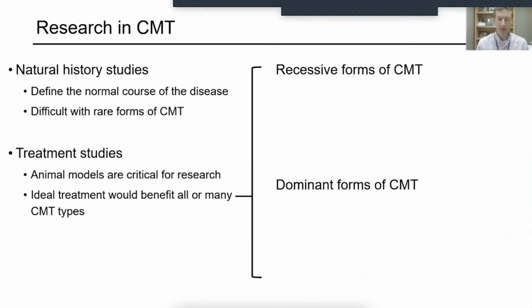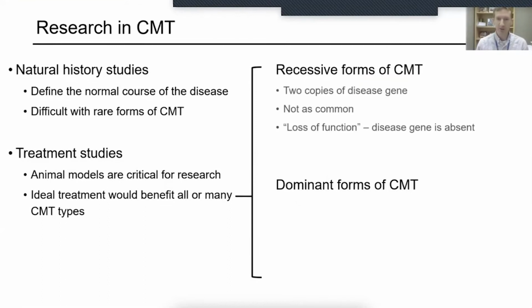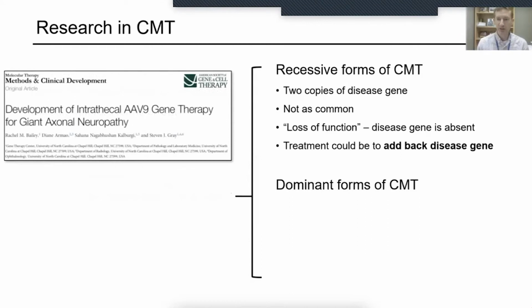But what we can do is break down the general strategies that might work in different types of CMT. As I mentioned before, with recessive forms of CMT, you have 2 copies of the disease gene. These are not as common as the dominant forms, but there are still quite a few patients that have recessive forms of CMT. In general, what happens in these diseases is that you lose function of the disease gene. Because of those 2 changes, maybe you don't get any of the gene product, and so you're essentially lacking that gene function. A simple thing is to basically add back the disease gene.